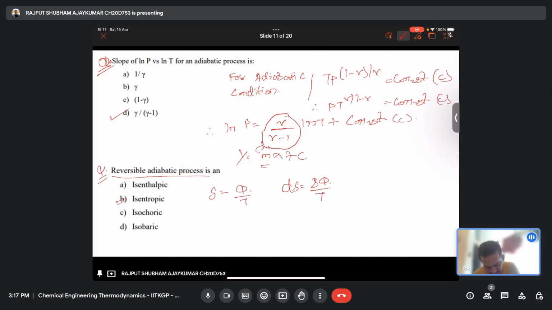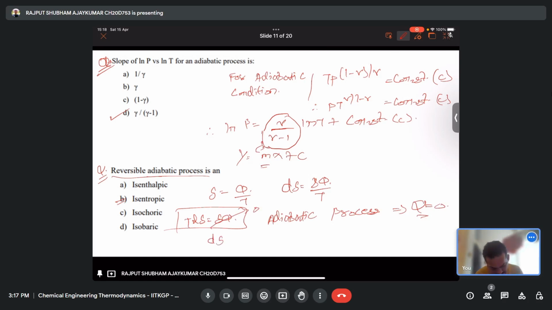The detailed reasoning is, for a reversible process, T ds equals del Q. From the second law, since it is an adiabatic process, we know there is no heat flow in and out of the system, which implies Q equals 0. So this term has to be 0, and ds equals 0 for T not equal to 0. So there is constant entropy, that is known as an isentropic process.